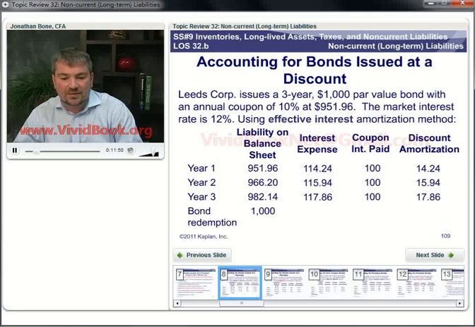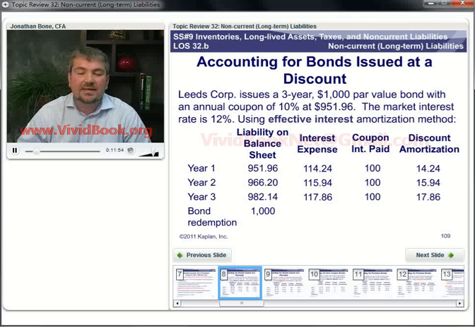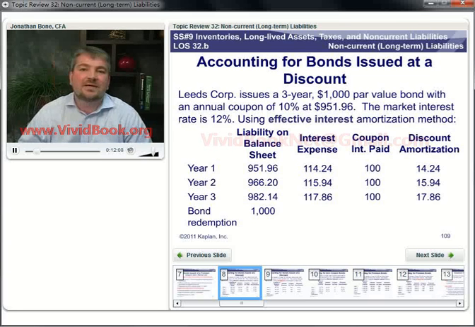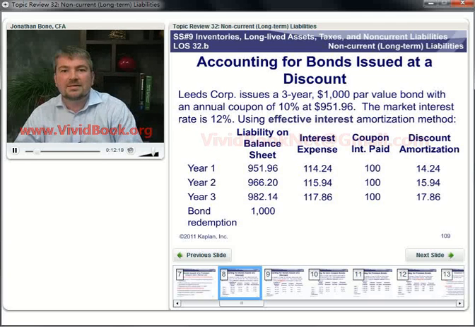So let's just talk through year two. In year two, you start with 966.20, you take the effective rate when the bond was issued, 12%, multiply it by 12%, and you get an interest expense of 115.94. Compare that to the coupon of 100, and you have amortization of your discount of 15.94. Again, that's added to the liability, so the liability at the end of year two, beginning of year three, is going to be 982.14.